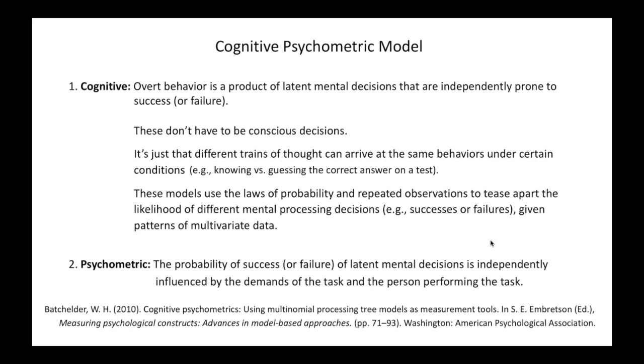So the second part, the psychometric part, at least the way I interpret this, is that this is referring to the fact that the probability of success or failure is independently influenced by the demands of the task and the person doing the task. So for any given probability, any given piece of your mind that has to work, those pieces will work better or worse depending on the person's mind we're talking about and also the task that the person is trying to accomplish.